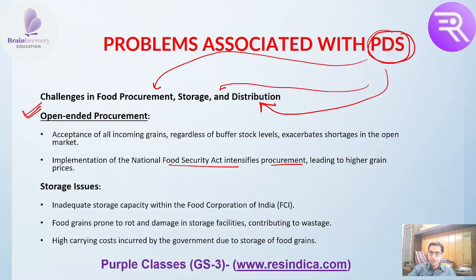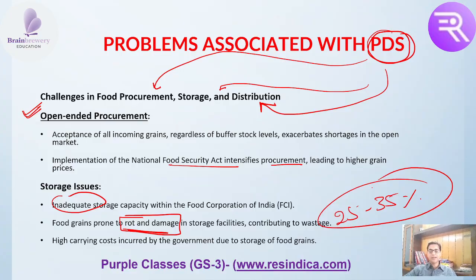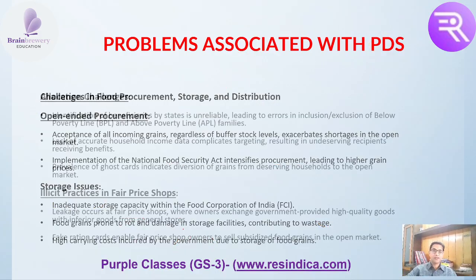Then what comes with the storage issue? We have a very inadequate storage facility. There is rot and damage everywhere because of pests attacking, whether it is rats that are eating. Wastage is there, right? Around 25 to 35% of the food grain that is stored in the FCI gets wasted just because of issues with storage. And storage carries a very high cost, which the government has to bear, right?